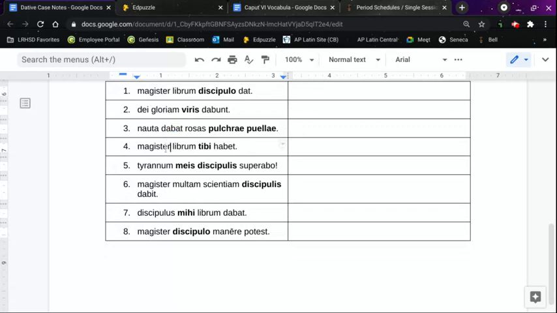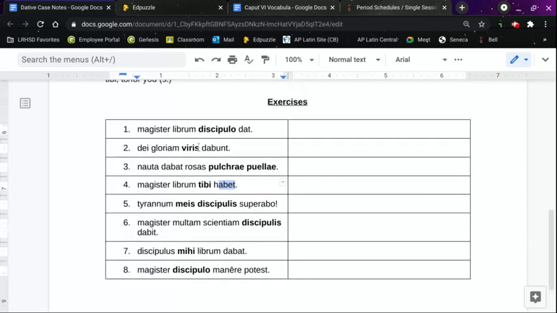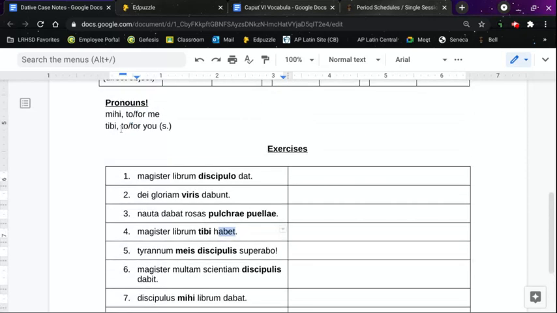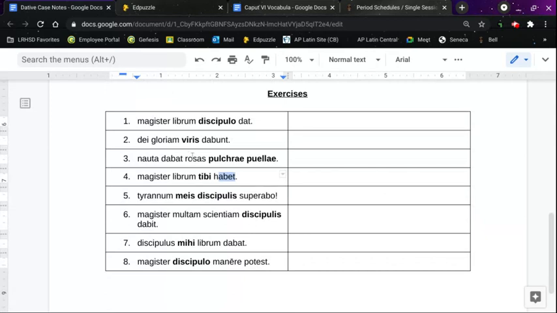All right, number four, the teacher, subject again. The teacher has, okay, present tense for the verb. The teacher has a book, tibi, for you. So tibi is the dative singular for the pronoun you. The teacher has a book for you.